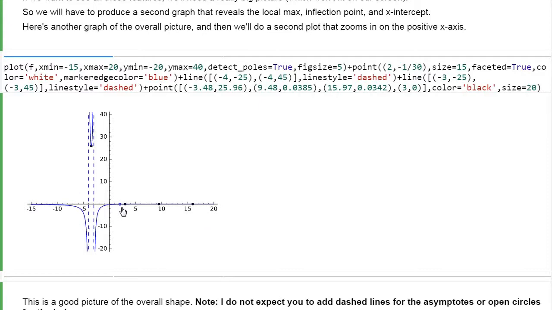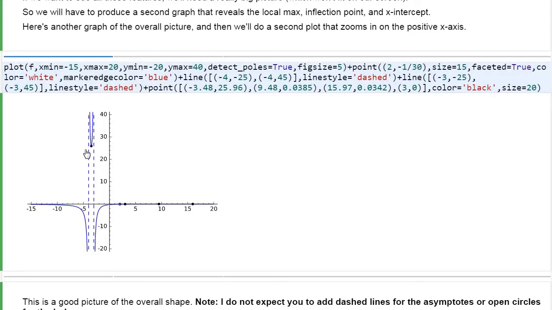The other thing I marked is the hole with this open circle. Let's see, where does that happen? Right here, this point. I'm not going to ask you in your assignment to mark any holes. I'm not sure you even have a hole on your assignment. But if you want to do an open circle, this is a way to draw one. With the point command, faceted equals true is what makes the outside and the inside different colors. The color white is the inside color, and the marker edge color blue is the border around the outside. That's a way to make an open circle.